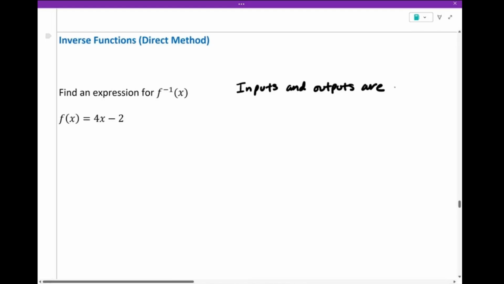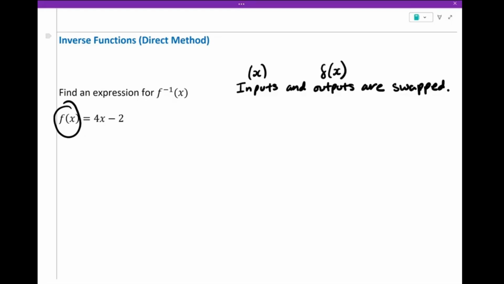Now remember, our inputs are our x values. So I'm just going to write an x above here. And then our outputs, well, they're our f of x values. They're what f of x is equal to. So I'm going to write f of x here, like that.